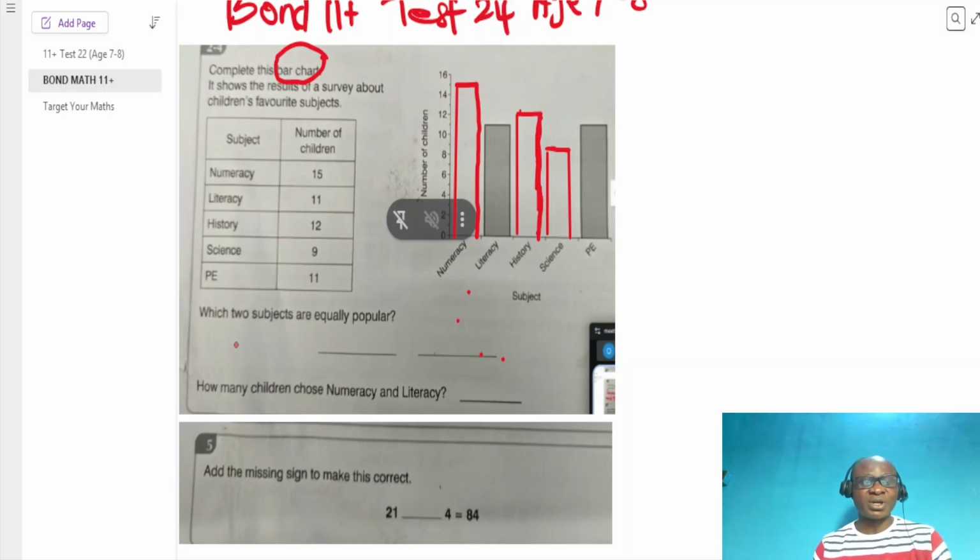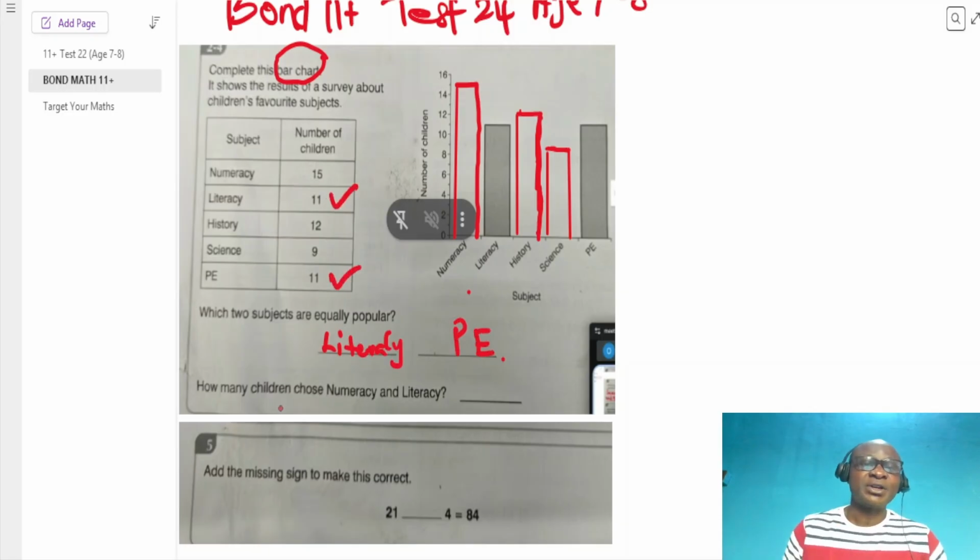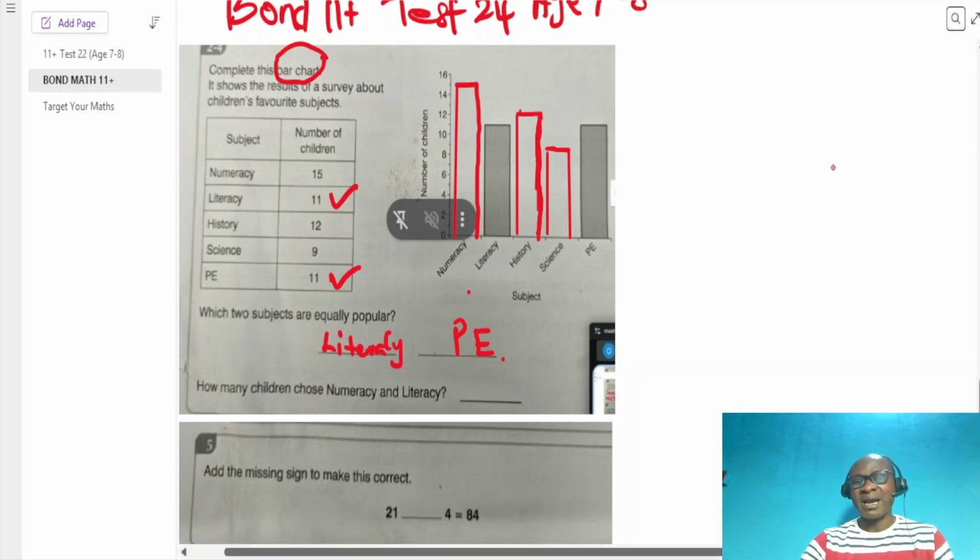Let's go to the next question. Which two subjects are equally popular? What are they? Can you tell me? Yes, that is literacy and the PE. They are 11, equally popular. Their number of children doing the subjects are equal. Do you understand? Yeah. That is why they are equally popular.